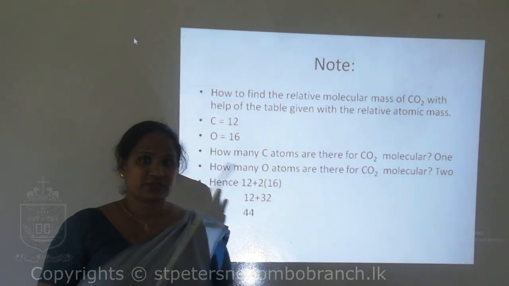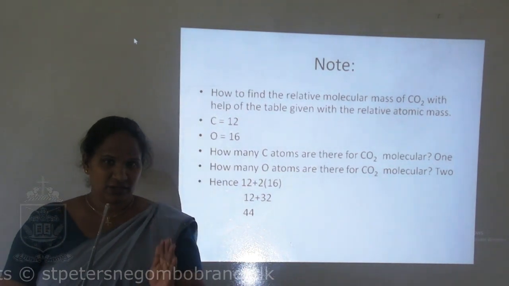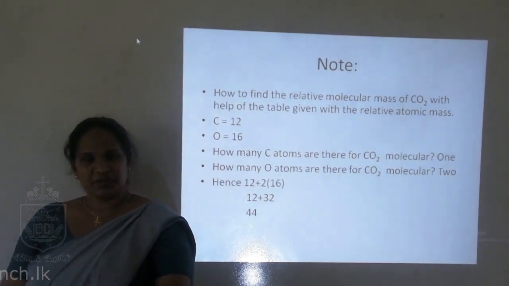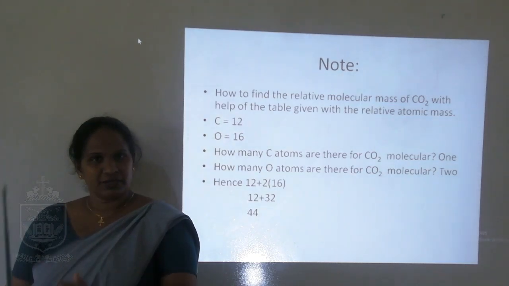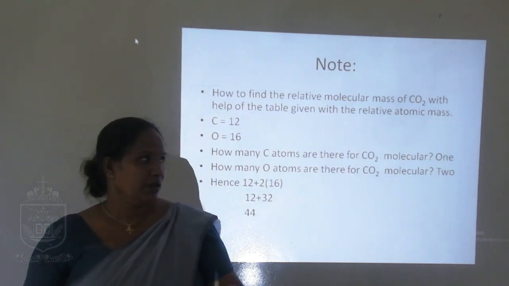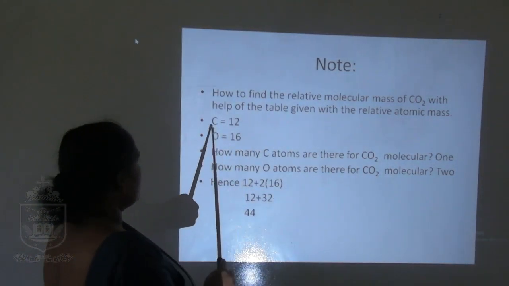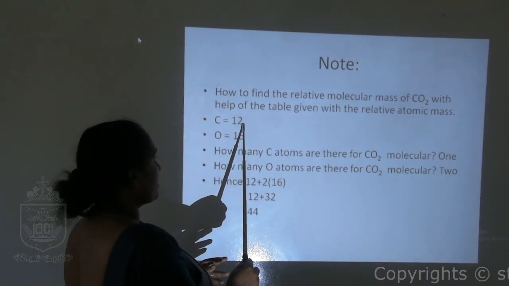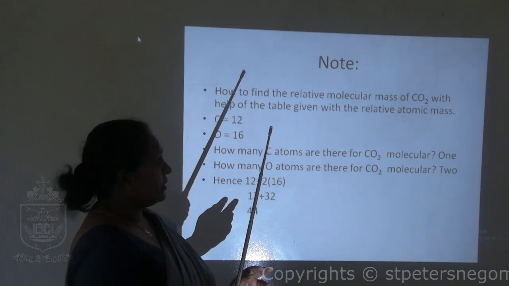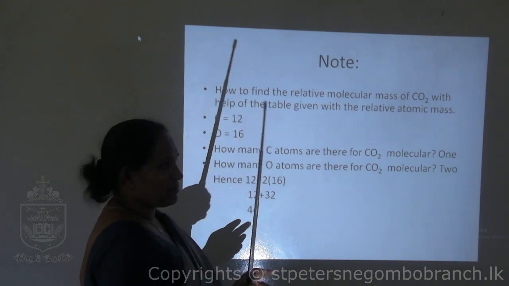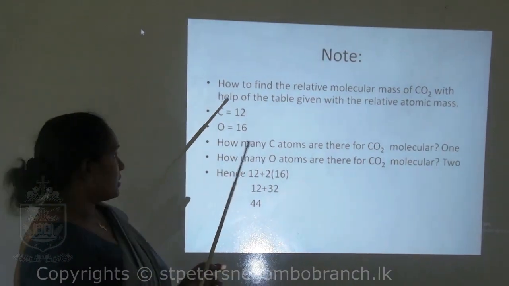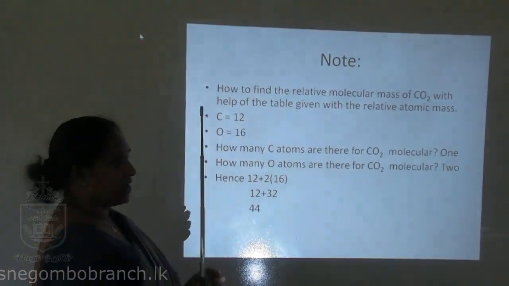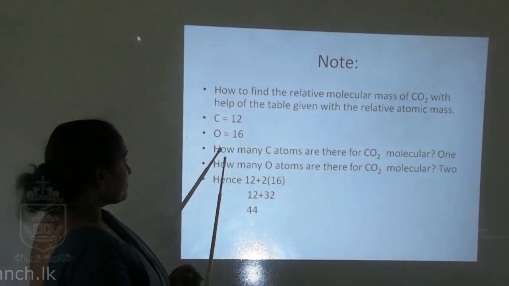You should know the difference between these two now, right? If it is only one element, we call it relative atomic mass. If it is a molecule, we call it relative molecular mass. From that table we can get that carbon's relative atomic mass is 12 and oxygen's relative atomic mass is 16. Carbon 12, oxygen 16. These both are relative atomic masses.